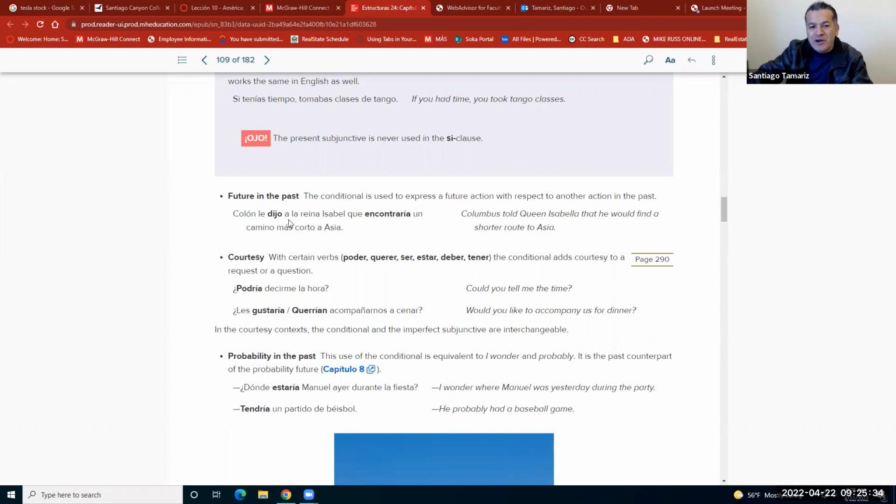So we're talking about the future in the past. I told someone in the past that I was going to do something in the future. That future is the conditional, encontraría. Bien. Again, when we talk about the future in the past, we need to use the conditional. That's the example. Bien. Another situation, courtesy, with certain verbs like poder, querer, ser, estar, deber, y tener.